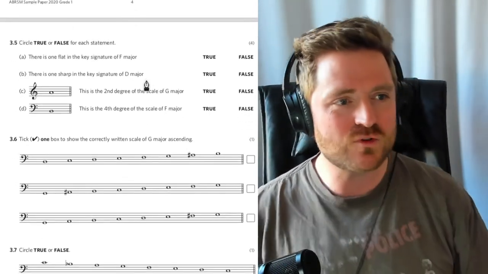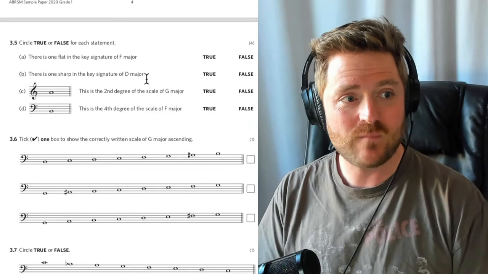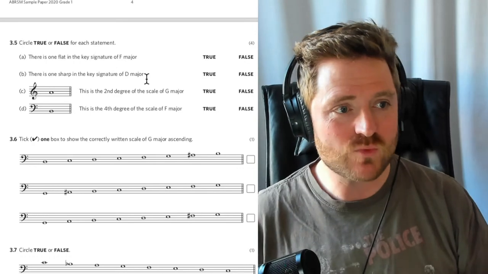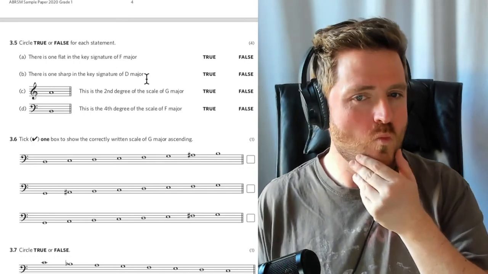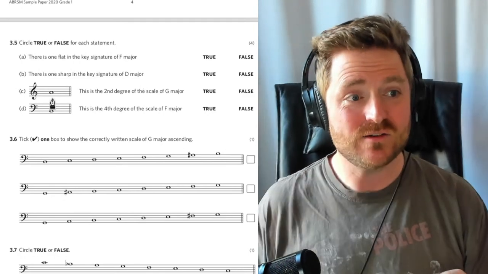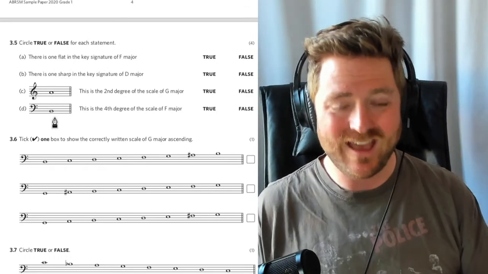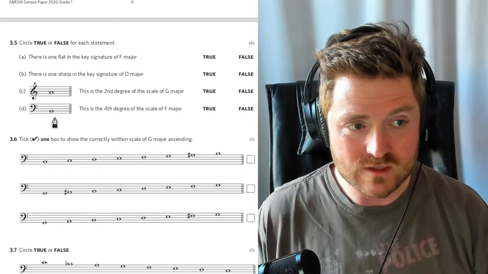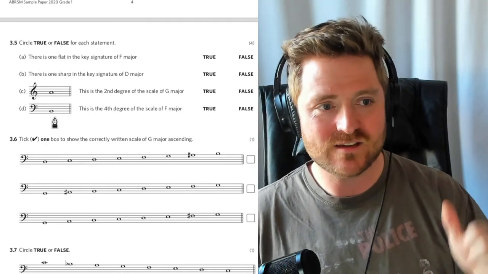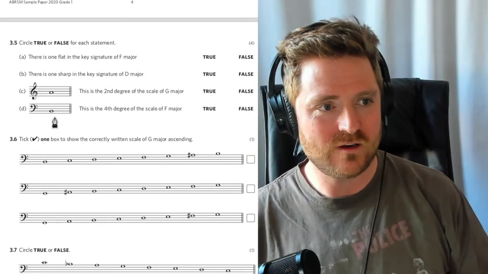Okay, now let's try some true or false stuff. There is one flat in the key signature of F major, true or false? Give me a T if it's true, an F if it's false. There is one sharp in the key signature of D major. T or F for that one. This note here, this is the second degree of the scale of G major, true or false? And the last one, this is the fourth degree of the scale of F major. Is that true or is that false? Check the clefs. Is it four T's? Is it four F's? Is it a mixture? Give me the answers if you would be so kind, everybody.